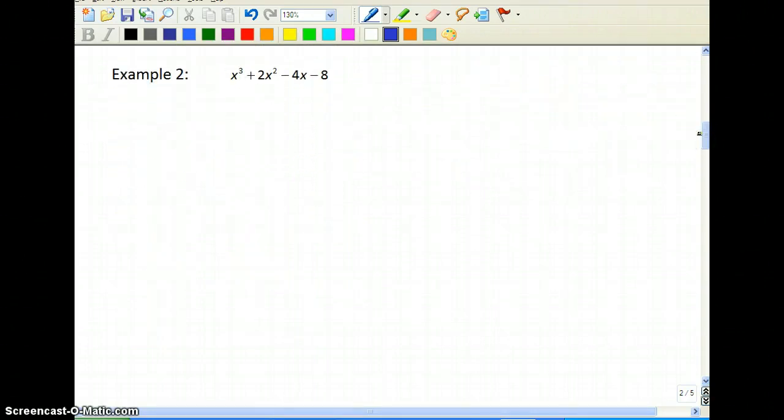So example number 2. It doesn't give you any starting point. So you have to put this into your graphing calculator and figure out a good 0. So I'm typing that in my graphing calculator: x to the third plus 2x squared minus 4x minus 8. And I notice that it looks like this.